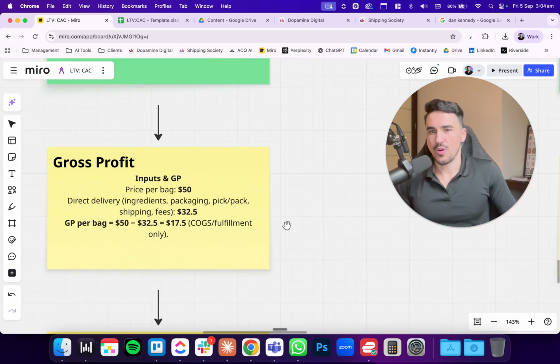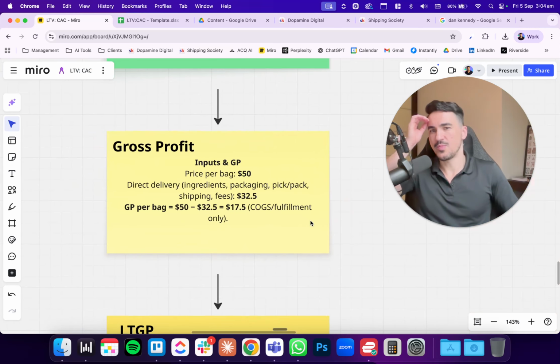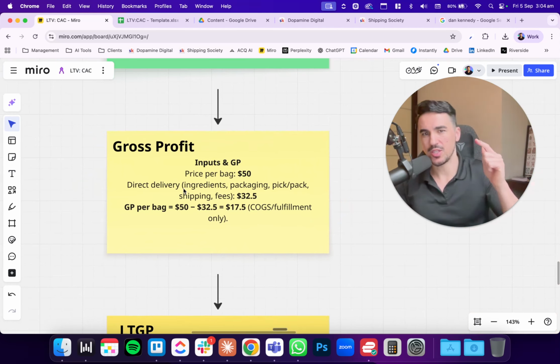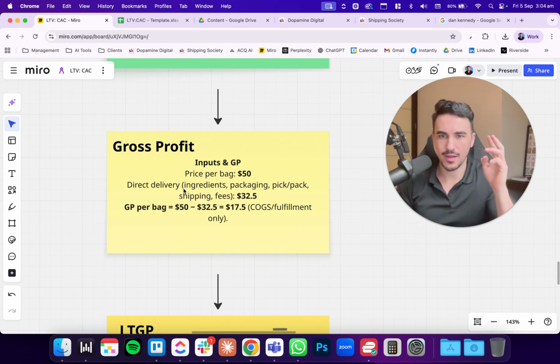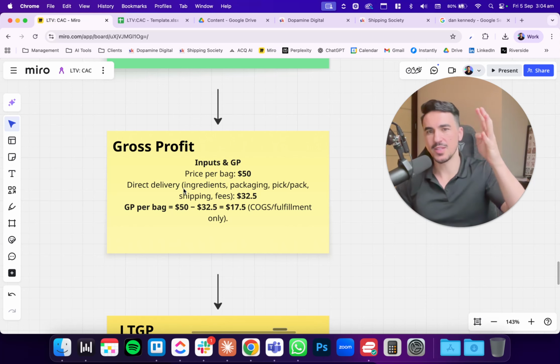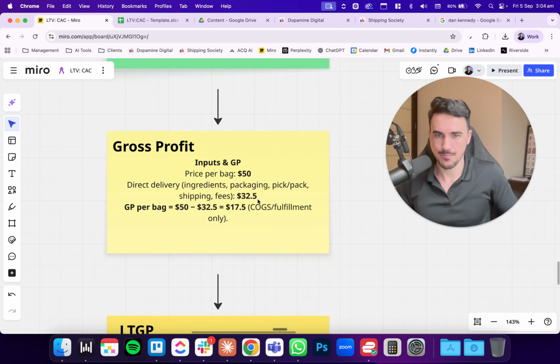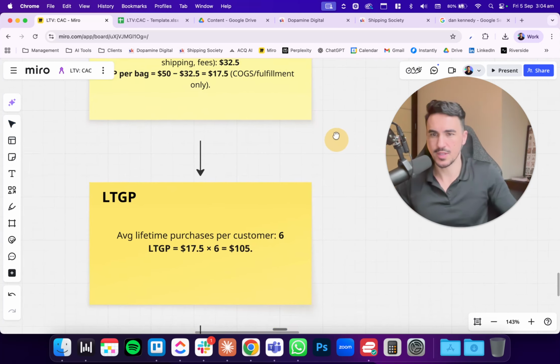Now, the gross profit. $50 is the price per bag, direct delivery. So ingredients, packaging, pack, shipping fees, it comes in at $32.50 all in. So our gross profit per bag is $17.50, right? This is cost of goods and fulfillment only, not overheads and all these other crazy things.